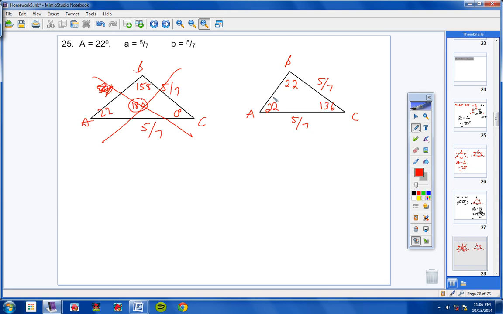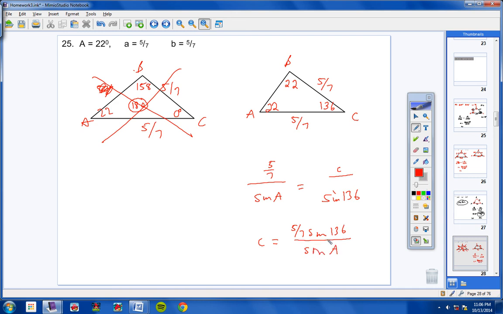Alright, and now we can quickly find side C. We can say 5/7 over sine of A equals side C over the sine of 136. Cross multiply and divide, and we will get 5/7 sine 136 over the sine of A.